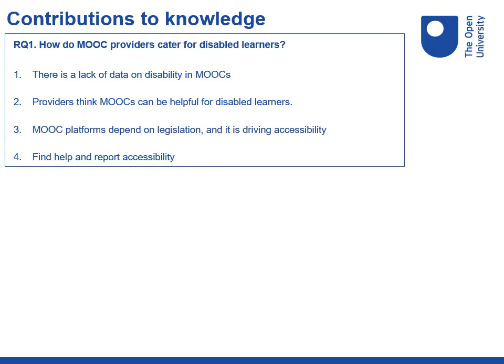But there is a strong dependency on legislation, and that's what's driving accessibility. So learners are not first, and their needs are not first. It's about following the book of rules, following the legislation, and not really focusing on the learning perspective and needs of the students when participating in platforms and courses. They also notice that there is a need for improvement in the way learners can find help and report accessibility barriers in a way that is meaningful and helpful for them, with a quick response, which is not always the case in MOOCs.